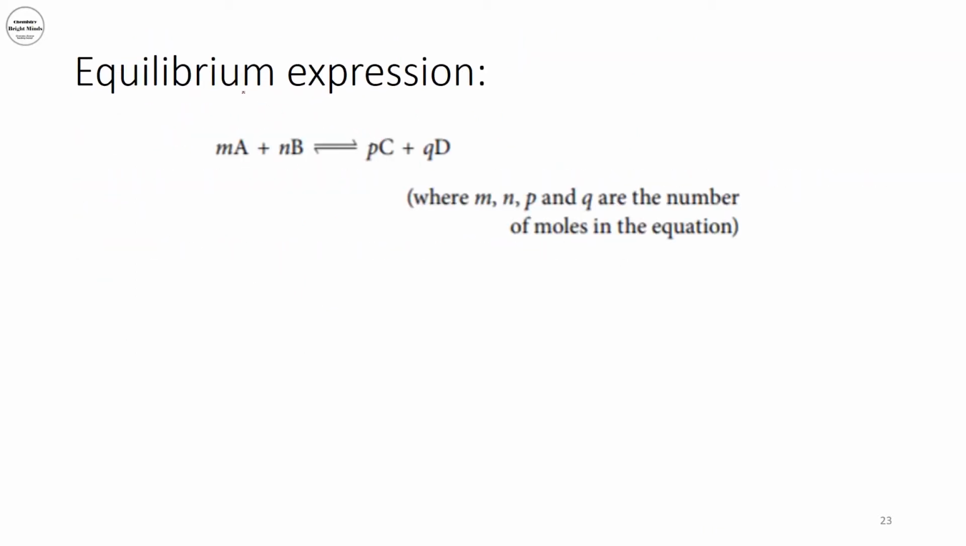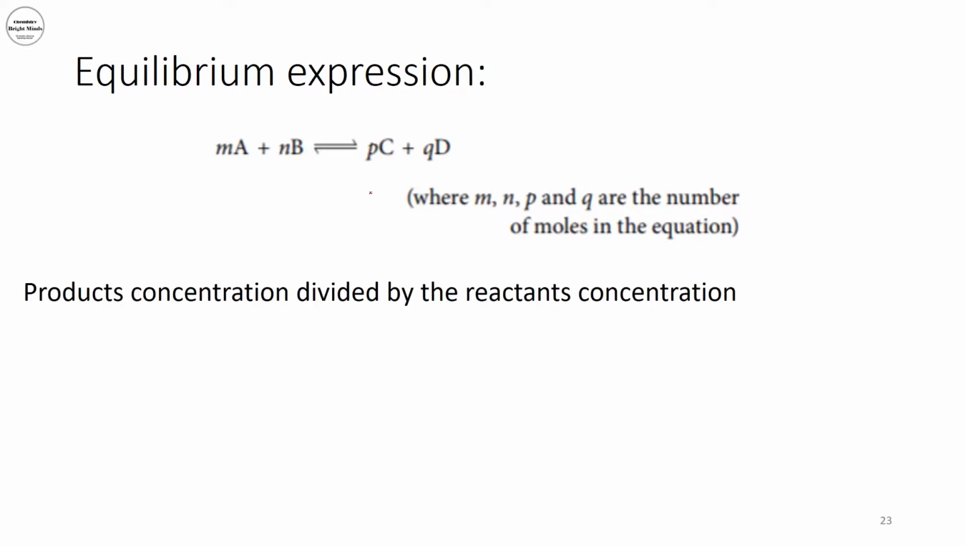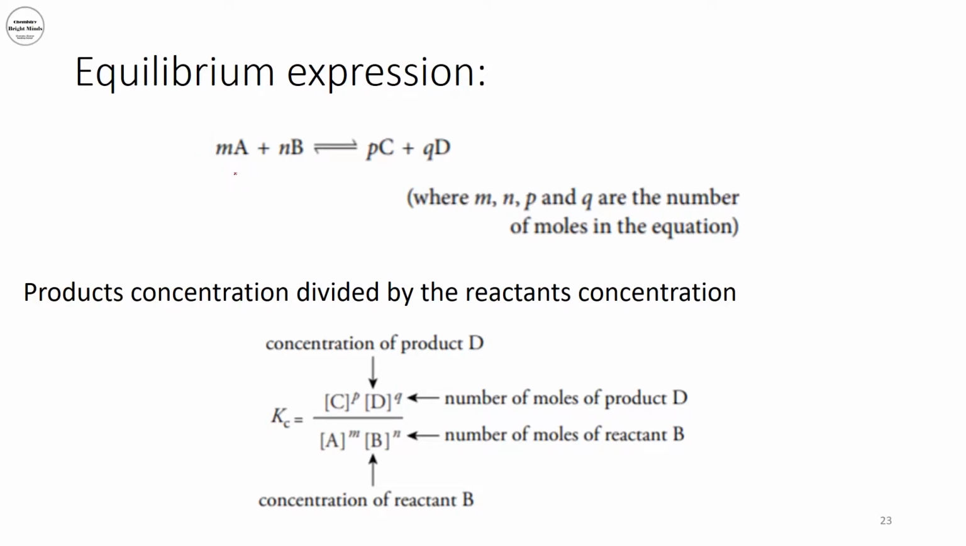So now if you try to find the equilibrium expression of this reaction, you will find it to be the concentration of my product divided by the concentration of my reactants, and each one of them has to be to the power of the number of moles. So in here I have C to the power p multiplied by D to the power q, divided by, in that case, A to the power m and B to the power n.